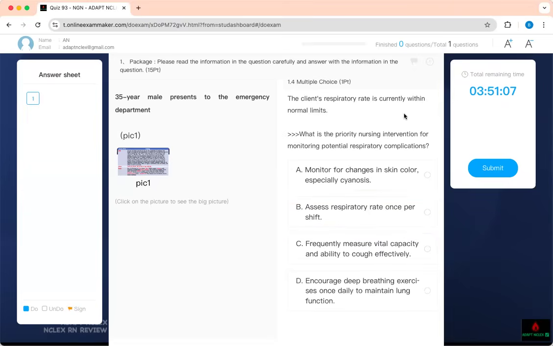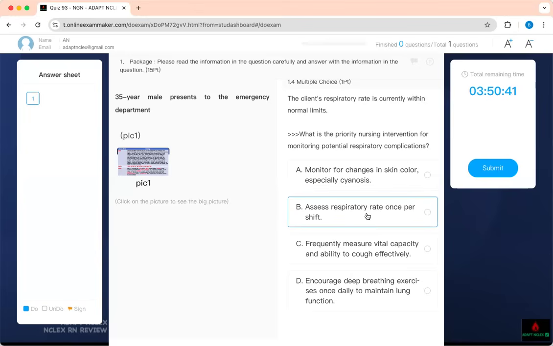The client's respiratory rate is currently within normal. What is the priority nurse intervention for monitoring potential respiratory complications? They're going to have respiratory complications. So how would you know? How do you monitor them? Either you monitor their SpO2 or you monitor their lung function. Pick an answer choice that relates to the question. Respiratory problem: monitoring skin color does not answer a question related to a respiratory problem.